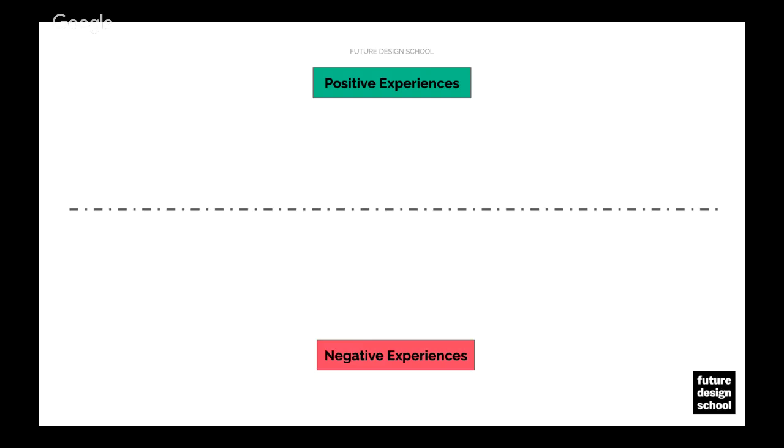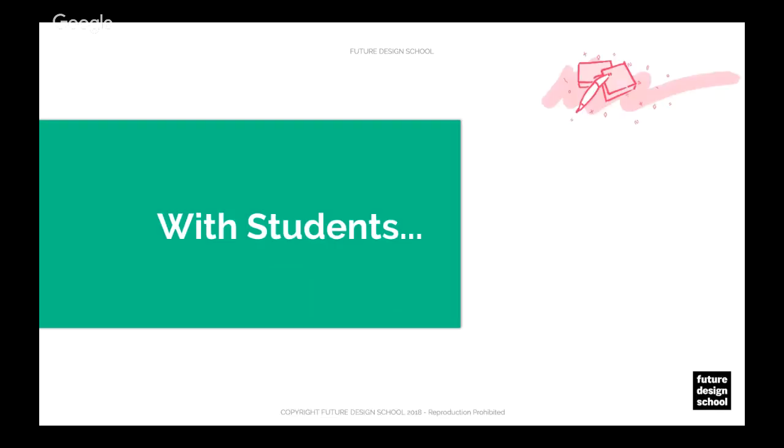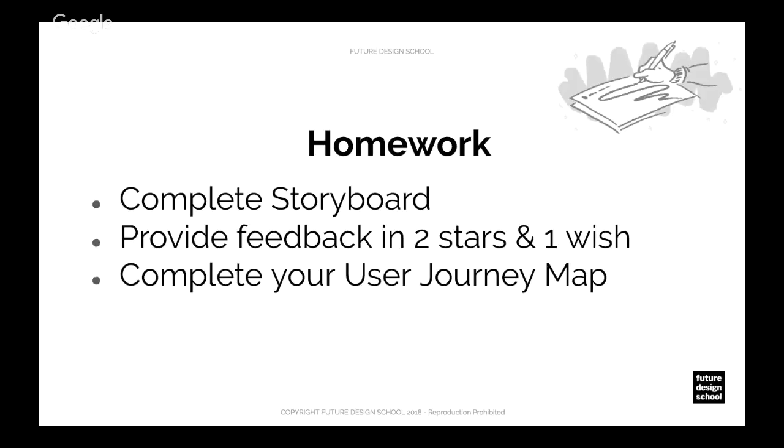Again, this is what yours is going to look like, so you can just use the Google Shapes button to add those in here. We know we are just starting out, and where you plot your user's journey now may look very different in the next couple of weeks as you continue to build out your venture plan. But really, we're just trying to get an idea of what your user journey is going to look like at this starting point. With your students, as you are going through this activity, in the middle school course it's the entirety of Module 5, and in the high school course it's the entirety of Module 6 that you'll be working through.